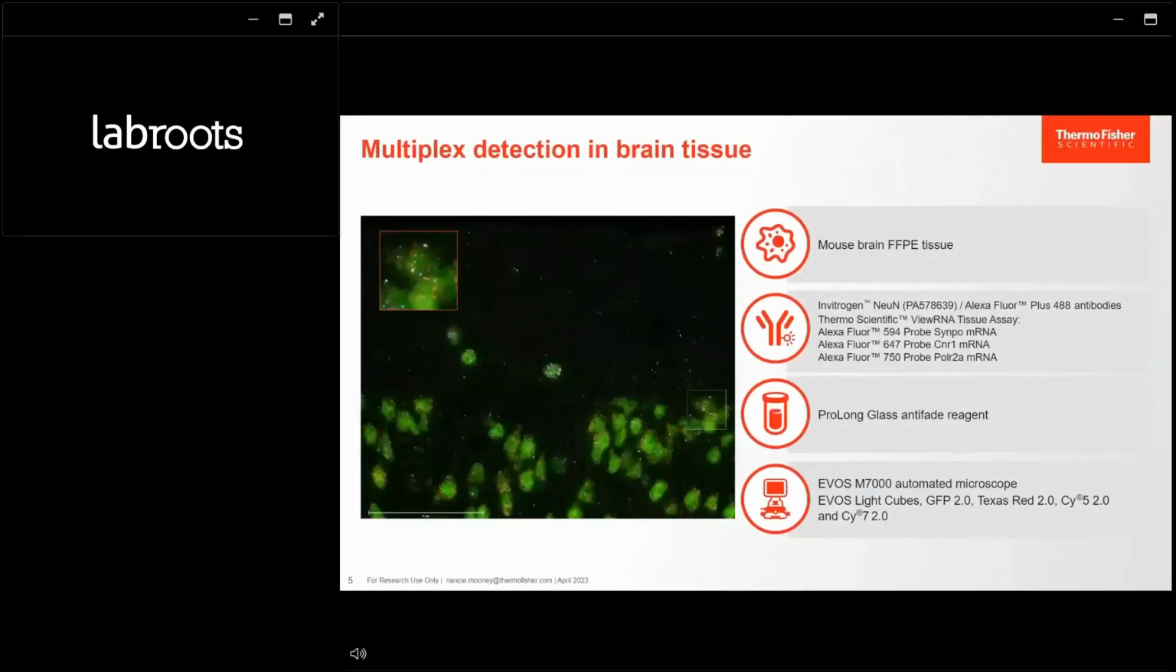In this other example of multiplex detection in brain tissue this time, we have actually used two different detection modalities. One is fluorescent in situ hybridization using Thermo Scientific's ViewRNA tissue assay kit. We have used probes against synaptopodin, cannabinoid receptor 1, and polar 2A, detecting those specific mRNA transcripts in this tissue. We have also used a NeuN antibody to identify brain cells in this tissue. So this allows us to look for not only the neuronal cells, but see what transcripts they're actually expressing.